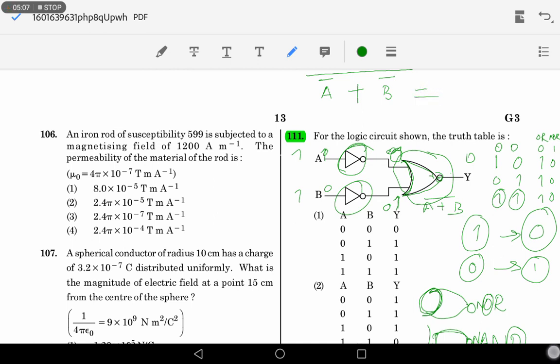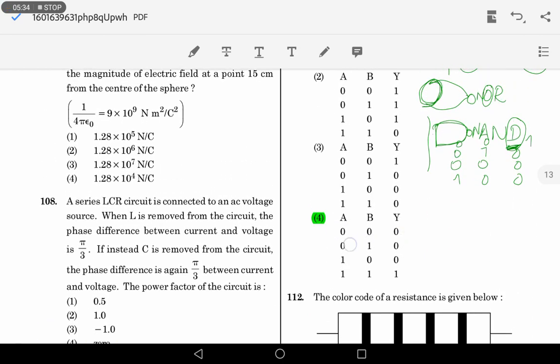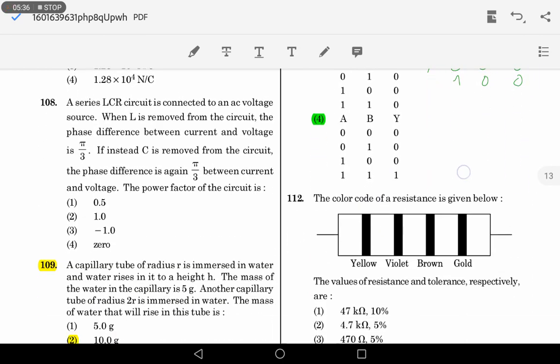A bar plus B bar the whole bar is equal to A dot B the whole bar bar. This is an important expression. Since the double bar cancels, it gives A dot B, and A dot B we indicate as an AND gate. That's why the resultant answer will have the truth table of an AND gate.